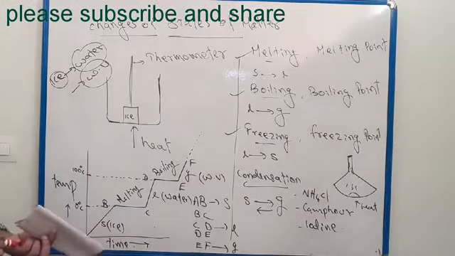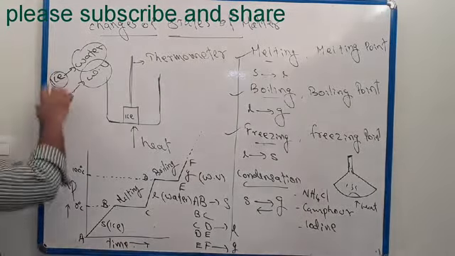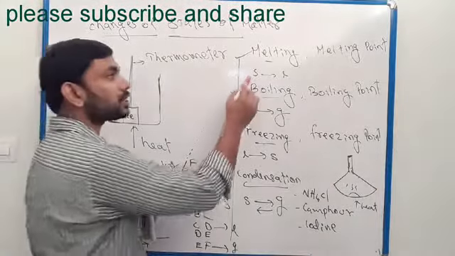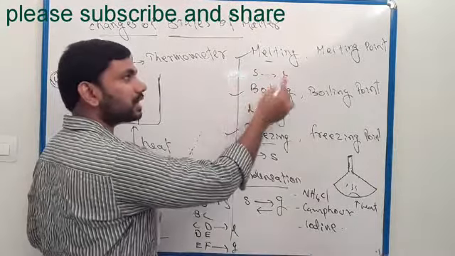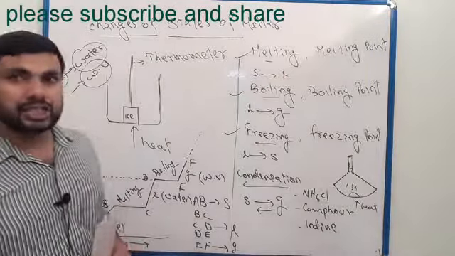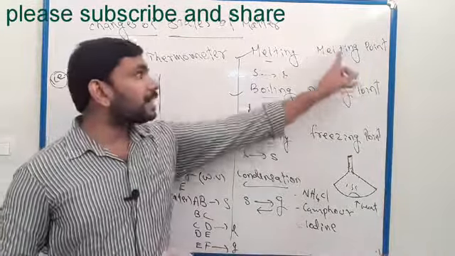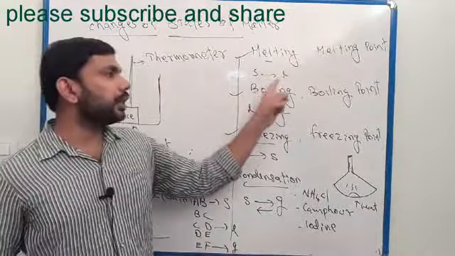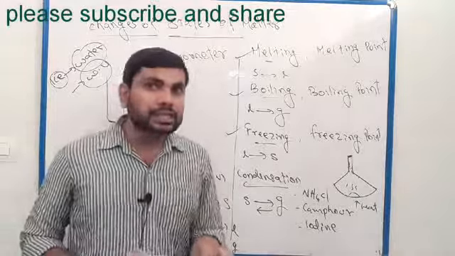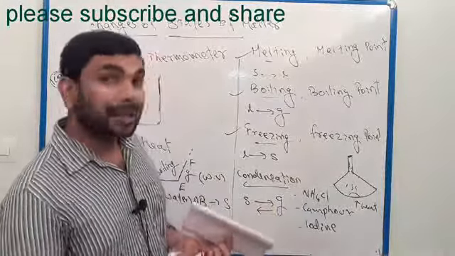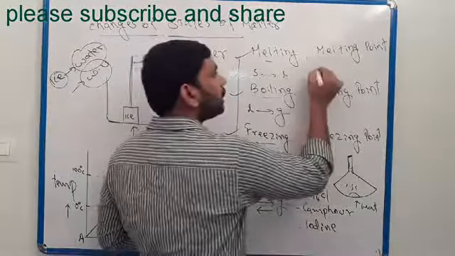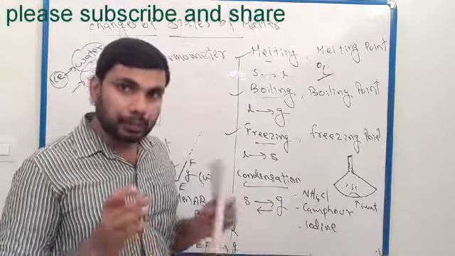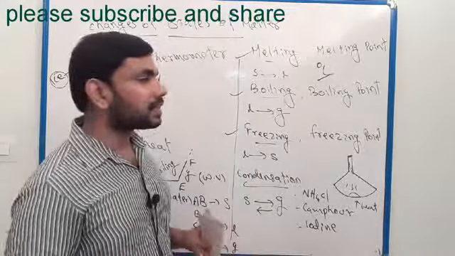First one, melting. Melting means solid changes to liquid state, ice changes to water. This process is called melting. Melting point means the temperature at which solid changes to liquid state. That temperature is called the melting point. The melting point of ice we know is 0 degrees Celsius. Okay, pure water or pure ice will melt at 0 degrees Celsius.